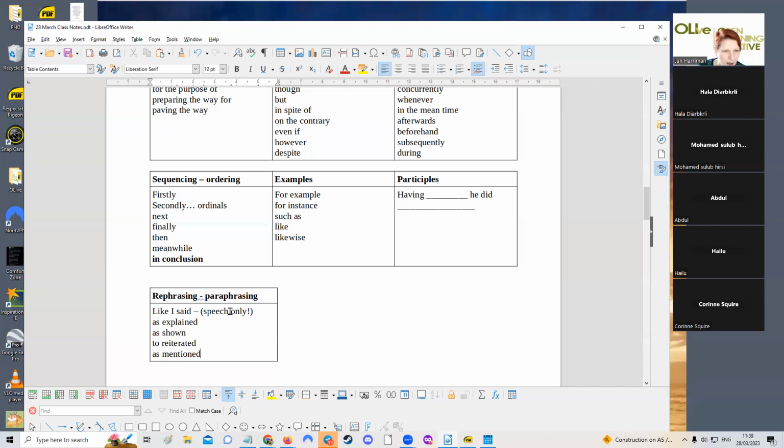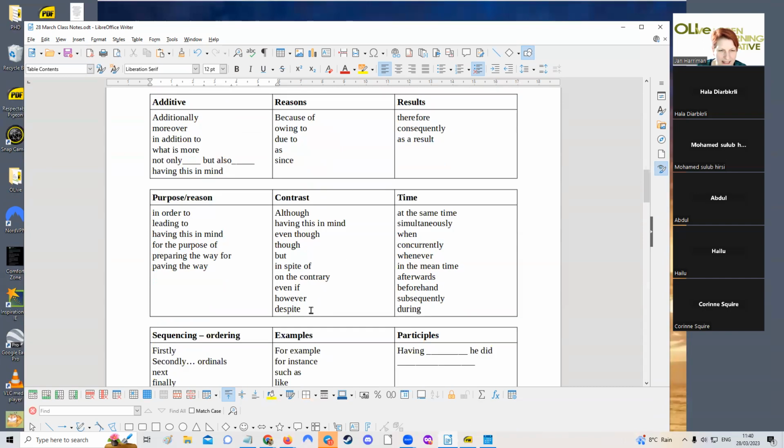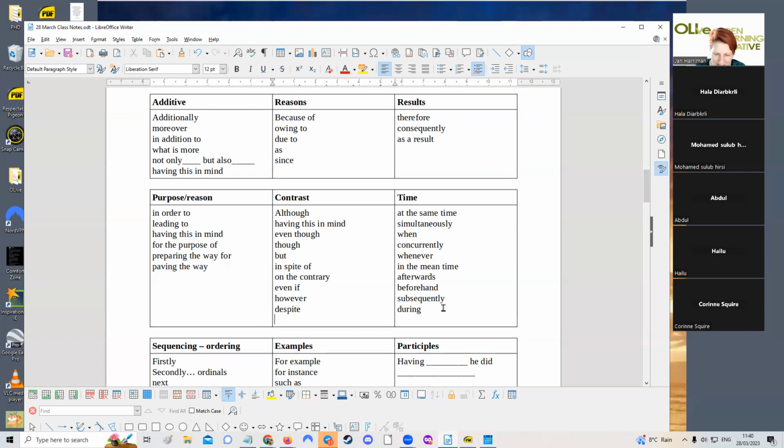Very good. How about if you want to summarize something? You've spent a lot of words saying it, and now you want to use just a few. Can I say in my opinion or on the other hand? On the other hand is great, but it's contrast.